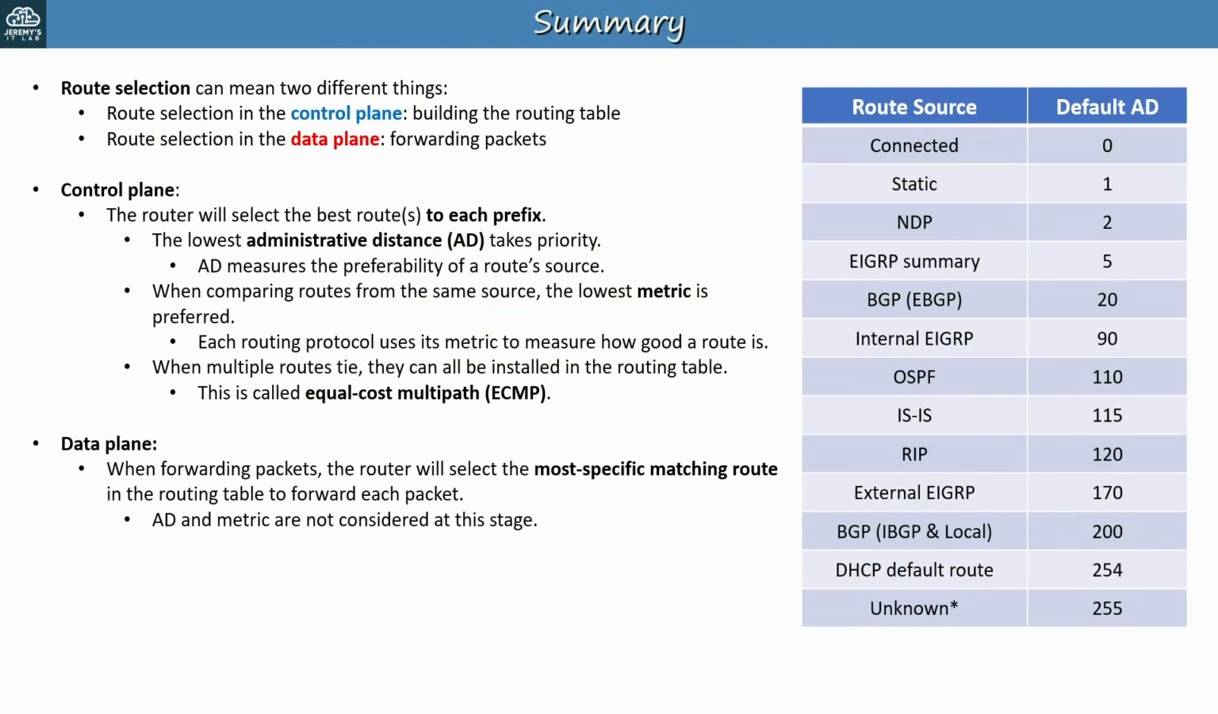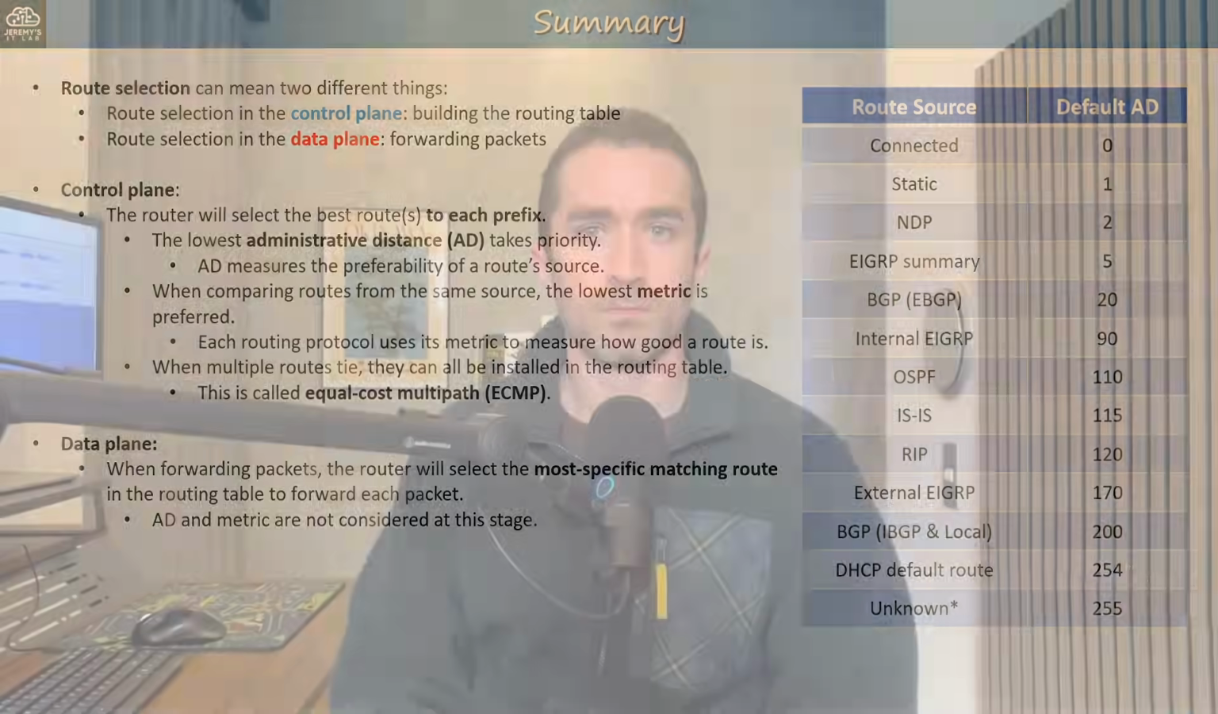Okay, here's a summary of the basics of route selection. I'm not going to read this slide out since most of the material in this video was review anyway. But if you're still feeling a bit fuzzy about route selection in the control and data planes, AD, metric, most specific match, etc., definitely spend some time working on these basics. And make sure to use the flashcards to memorize the default ADs of the protocols and other route sources in the chart. And that's all for this video on route selection.